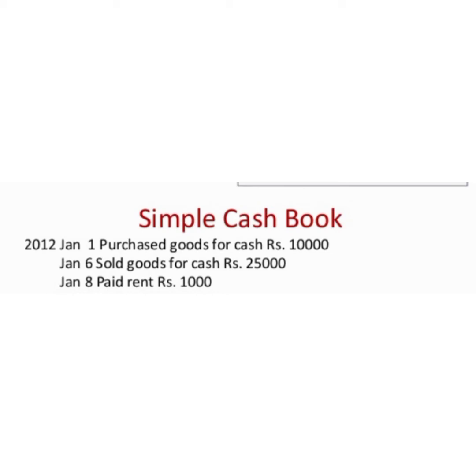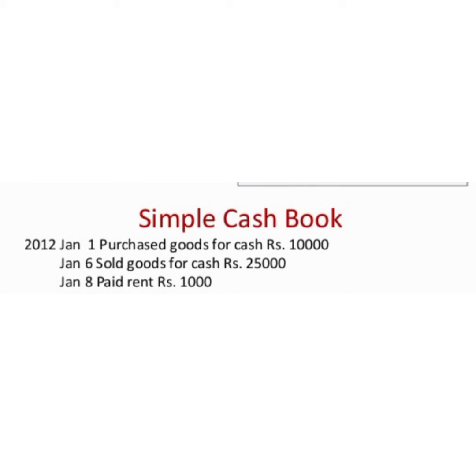Now we are going to solve this problem. First we want to draw the format of the single column cash book. Total columns required are 8 columns. First column date, second column particulars, third column LF column, then amount column, then date column, particulars column, LF column and amount column. Then the first transaction is goods purchased for cash.